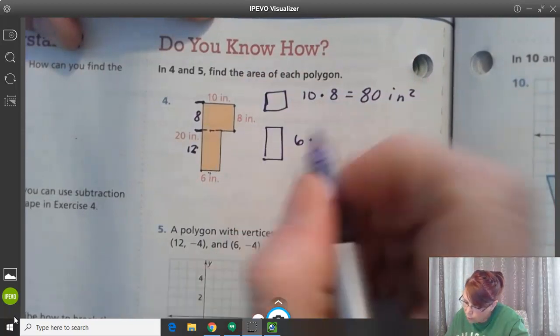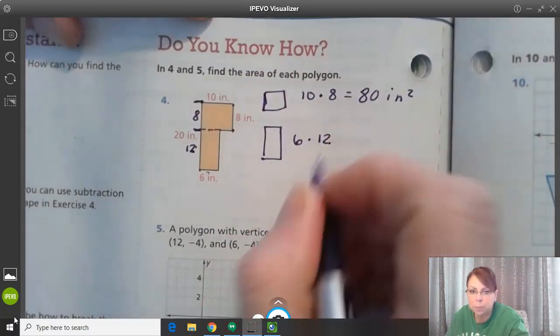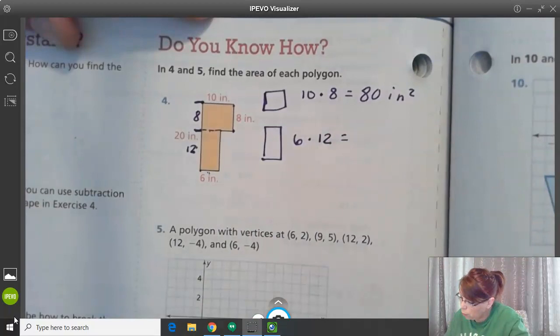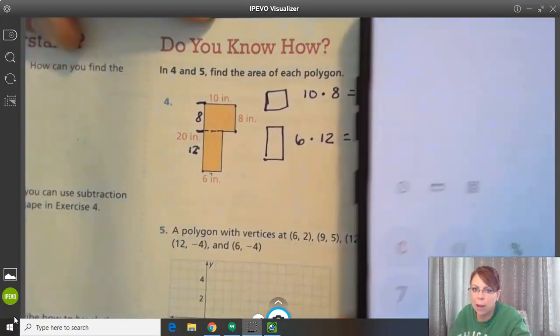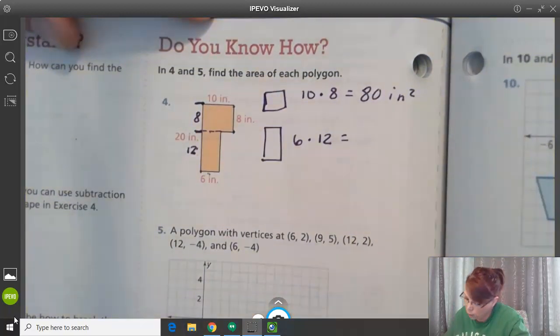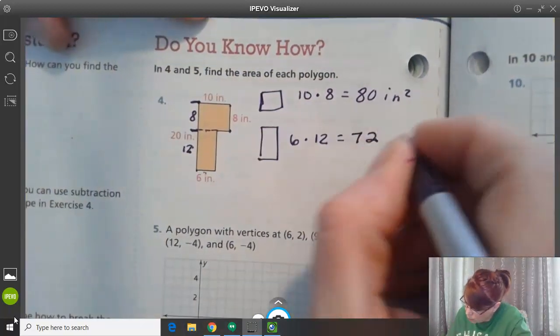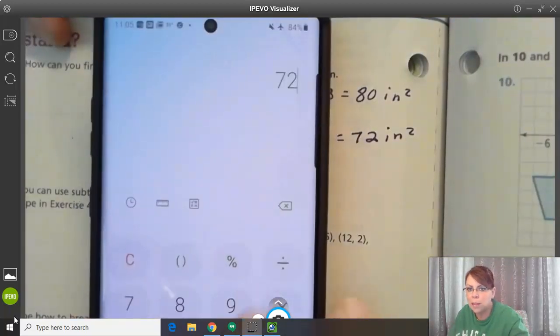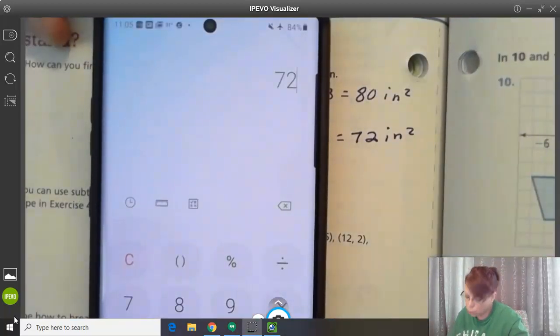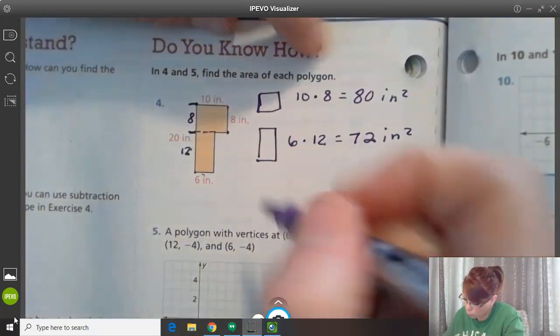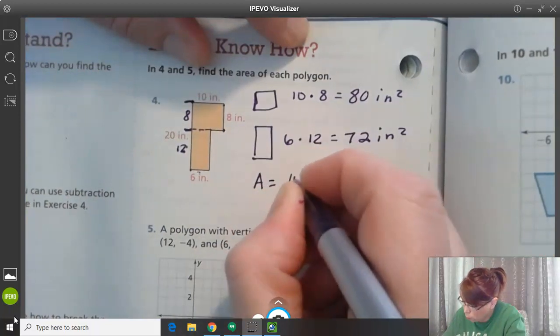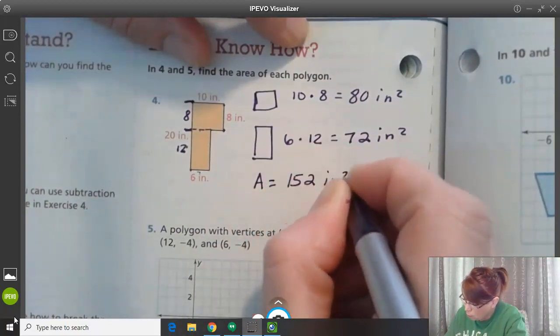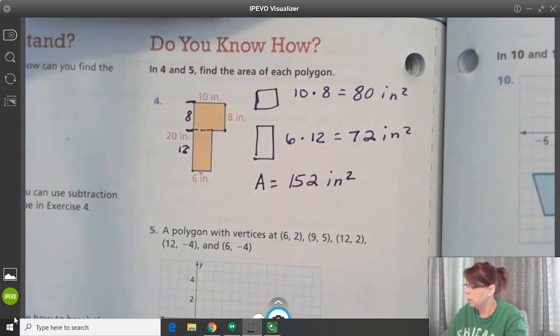So for our rectangle, it is 6 times 12, which, if you guys are using your trusty calculators, and you should be, is 72. So 72 inches squared. And then all you need to do is add together these two measurements. So 72 plus 80 is 152. So the area equals 152 inches squared.